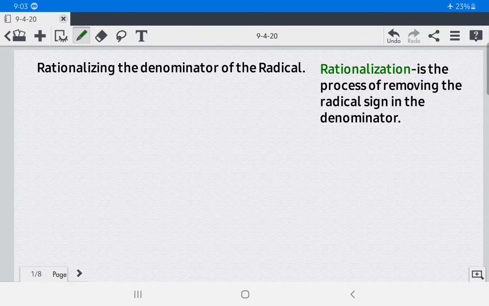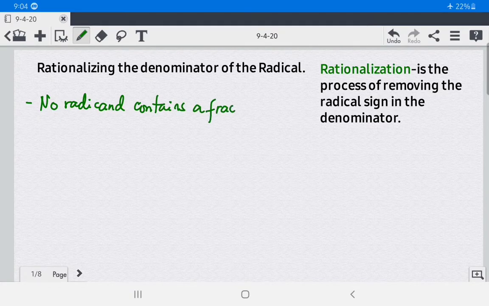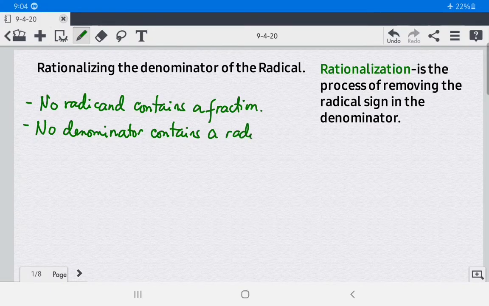Hello everyone, today we're going to simplify radical expressions. A radical expression is in its simplified form if, number 1, no radicand contains a fraction. Next, number 2, no denominator contains a radical sign.